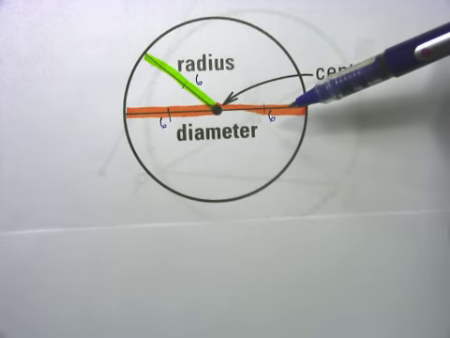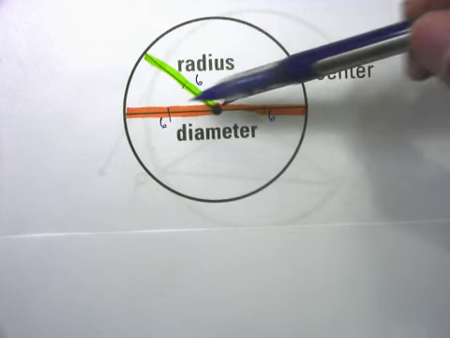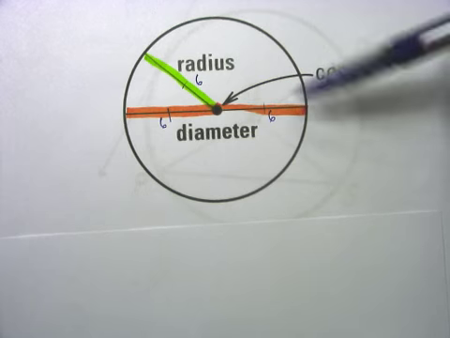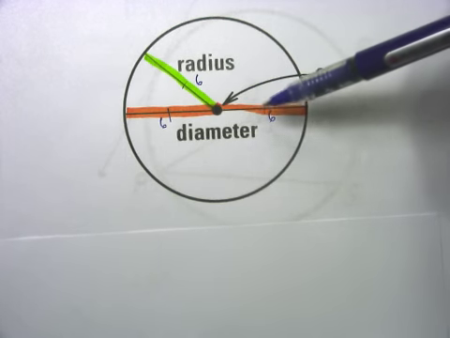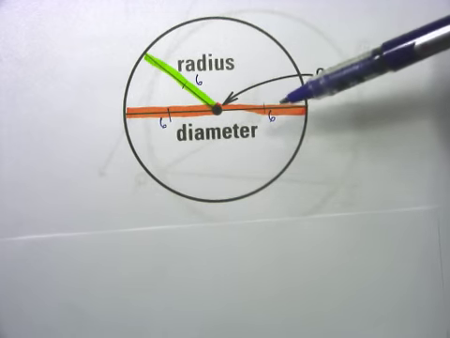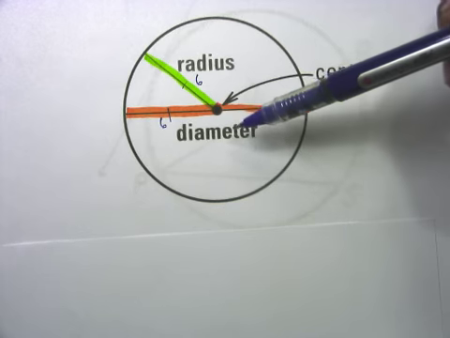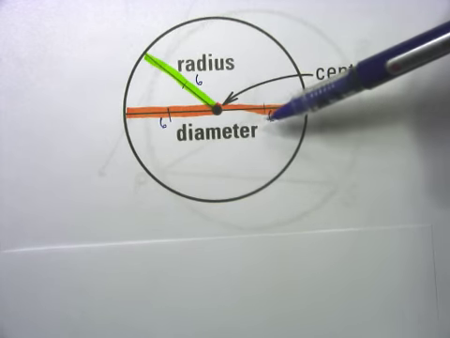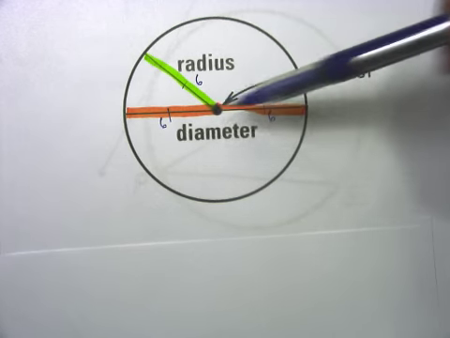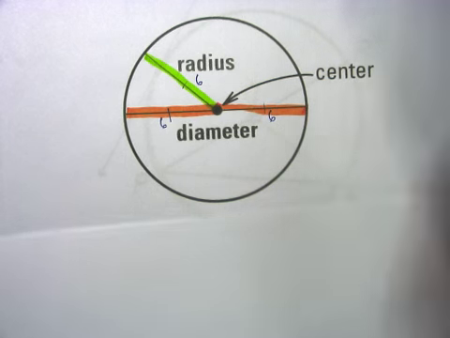Here I have a diameter in orange. And a diameter is a segment that goes from one end of the circle through the center to the other end of the circle in a straight line. And it's made up of 2 radii. So if the radius is 6, the diameter will be 12. The relationship between the diameter and the radius is that the diameter is always twice as big as the radius, or the radius is half as big as the diameter.